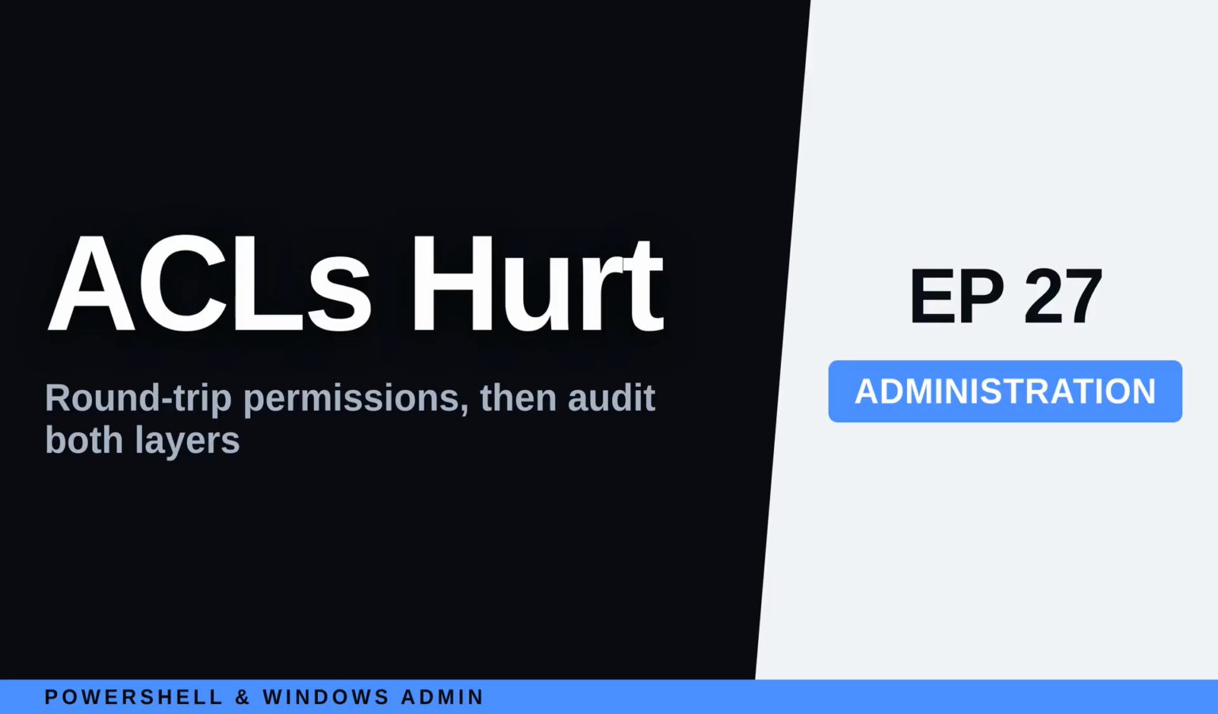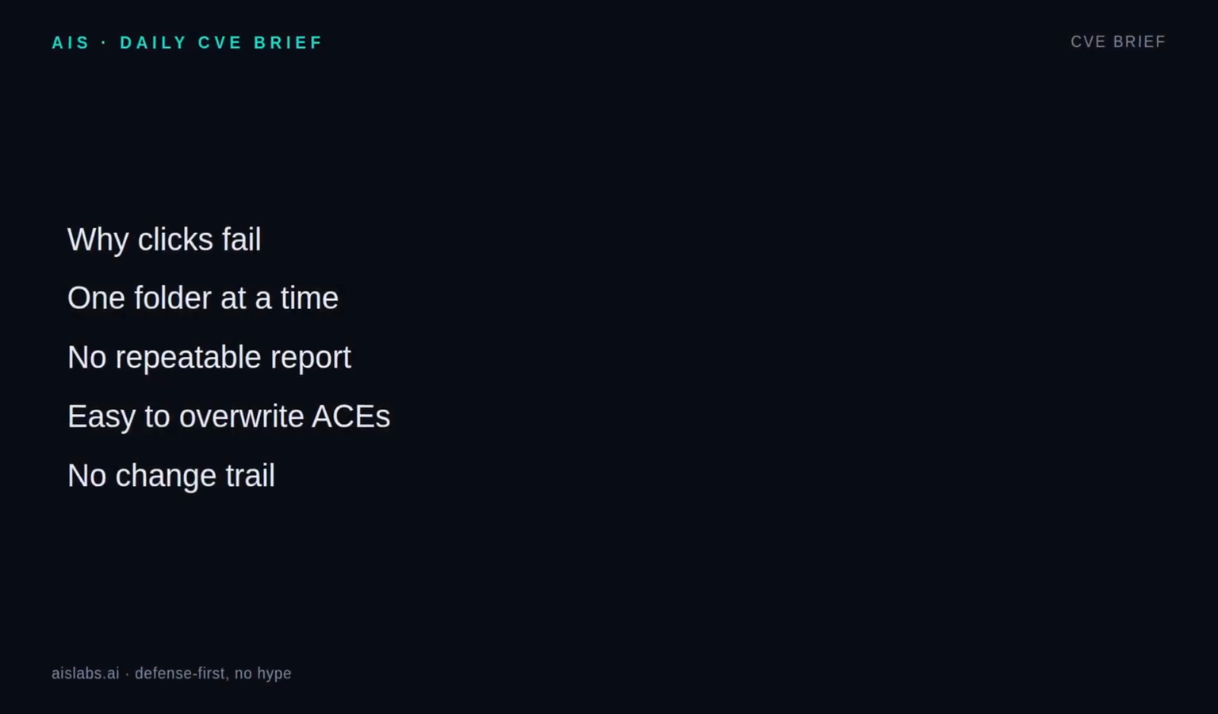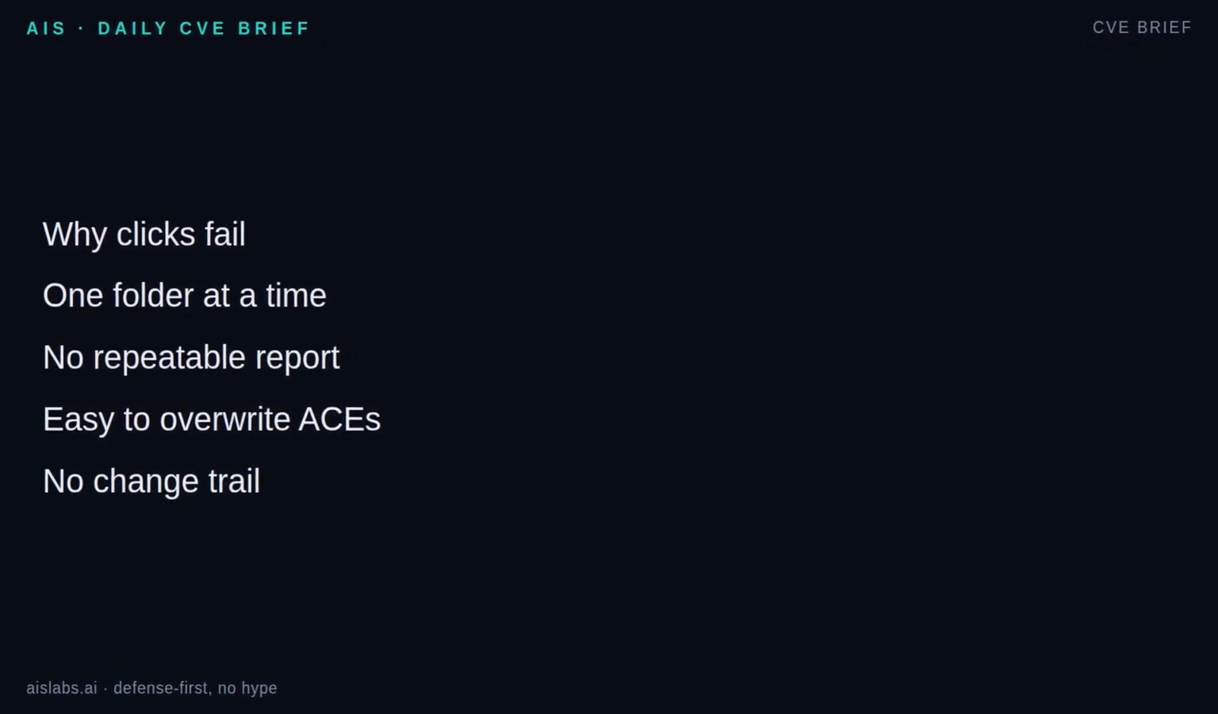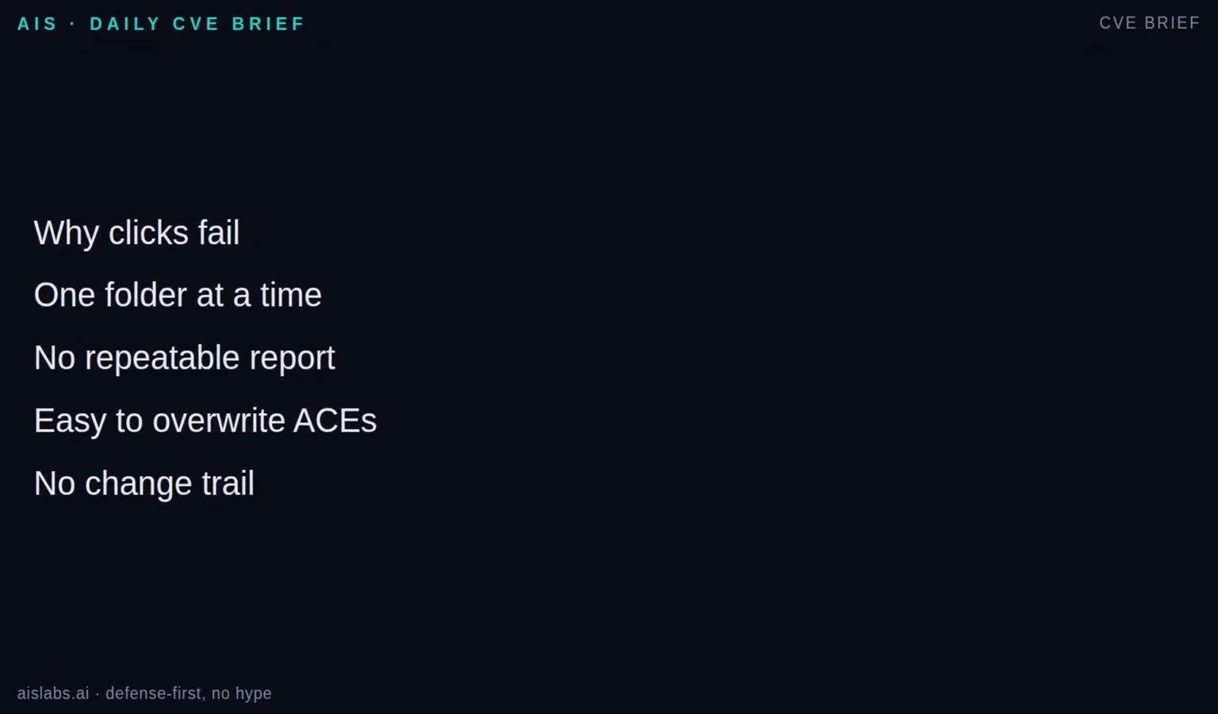The share layer was open enough. The NTFS layer was not. If you only check one layer, you are guessing. The manual permissions workflow breaks as soon as you have more than a few shares. Explorer shows a snapshot, not a fleet report. It hides inherited entries until you go looking, and it encourages one-off fixes that nobody can reproduce.